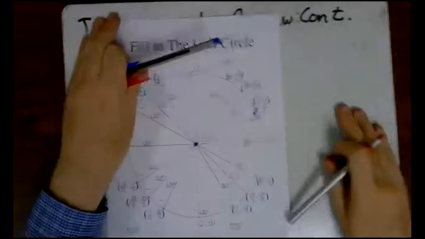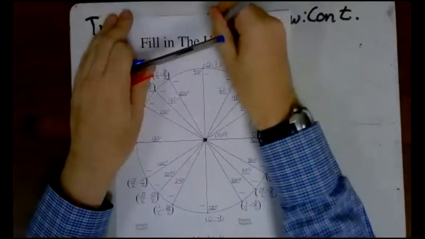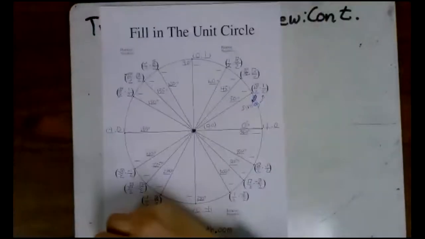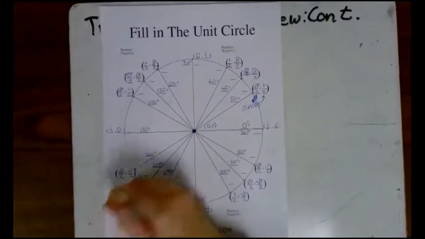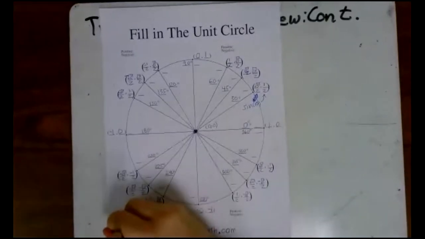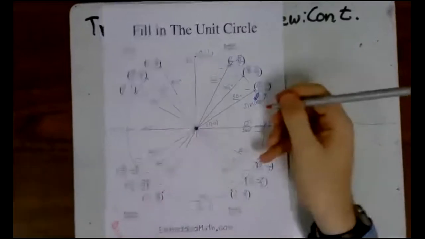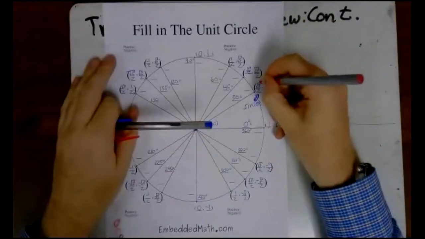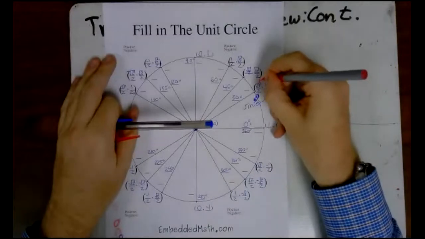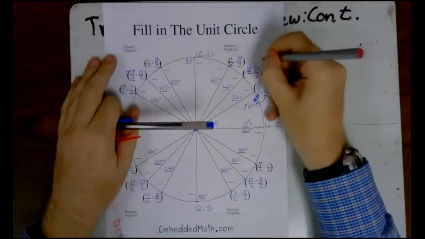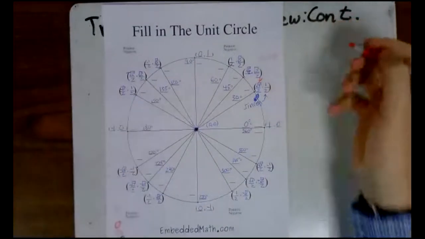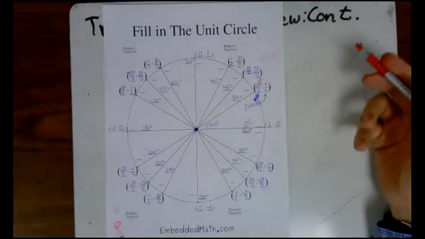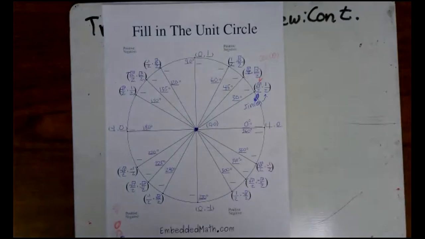The sine is the y value. Cosine of theta, whereas the cosine is the x value of a point at that angle.